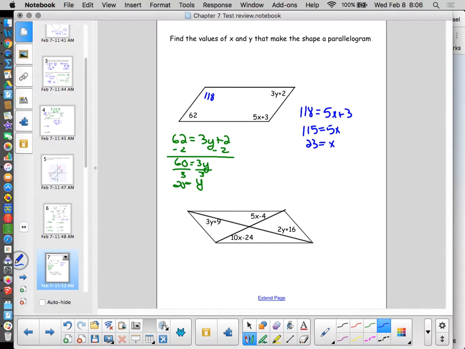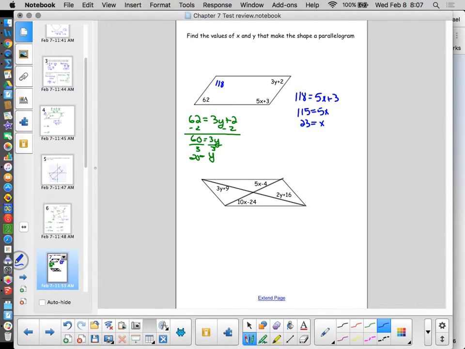How about our diagonals here? In a parallelogram, the diagonals do what? They bisect each other. Don't just say the diagonals bisect. Diagonals bisect each other. So 3y plus 9 equals 2y plus 16 is my first equation, and 10x minus 24 equals 5x minus 4 is my second equation. And we just do the math.